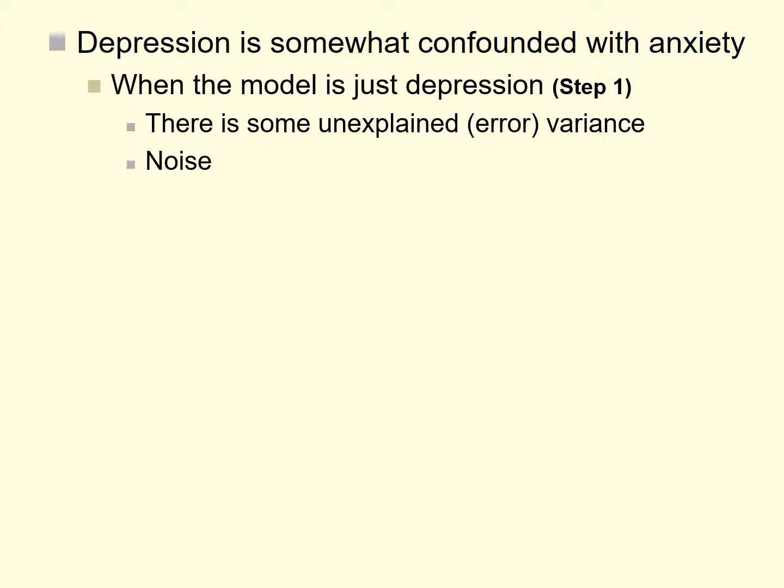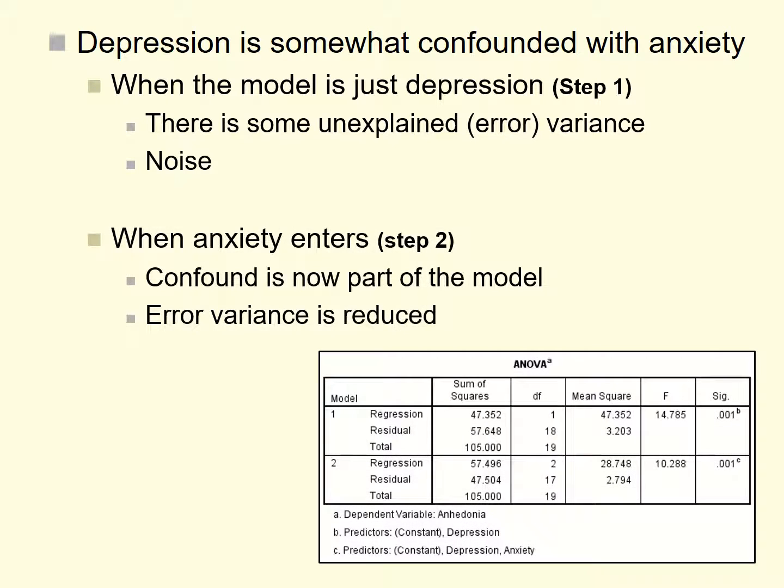When the model includes just depression, like in step 1 of our hierarchical regression, there's some unexplained variance or error. We can think of that as noise that isn't explained by only depression. In step 2, when anxiety enters the model, we could think of anxiety as a confound. That error variance is reduced somewhat. So you can see here, if you look at the residual sums of squares for model 1 and model 2, the residual sums of squares is somewhat smaller in the second case because anxiety is helping us explain some of that heretofore unexplained or error variance.